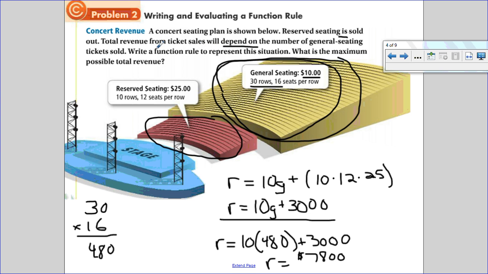Total revenue will depend on, again, that can be representative of an equal sign as well. The number of general seating tickets sold. So we have to figure out how much do you make per general seating. And that's $10 per, plus the reserve that was already sold out. So look for a bunch of those keywords.